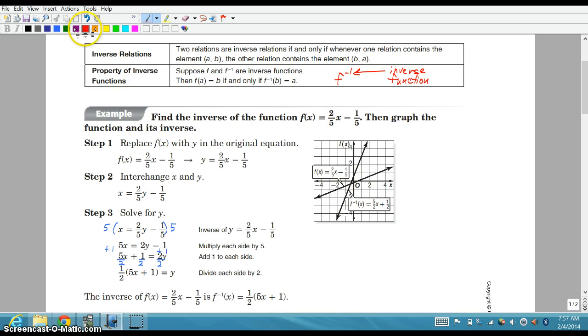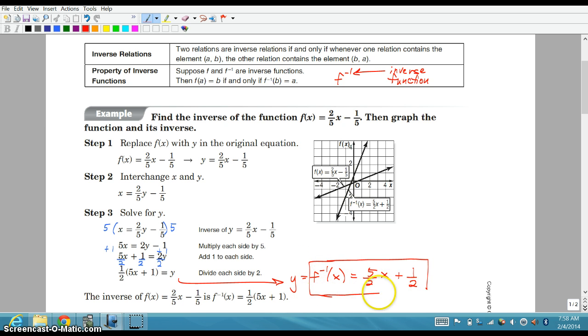Now I will actually go ahead and show both varieties, noting y equals f inverse of x, which equals 5/2 x plus 1/2. This is a good final answer for the inverse, f inverse of x. They also note here that f inverse of x can also be equal to that, and I would be okay with both of those results. But let's take a look at the graph.